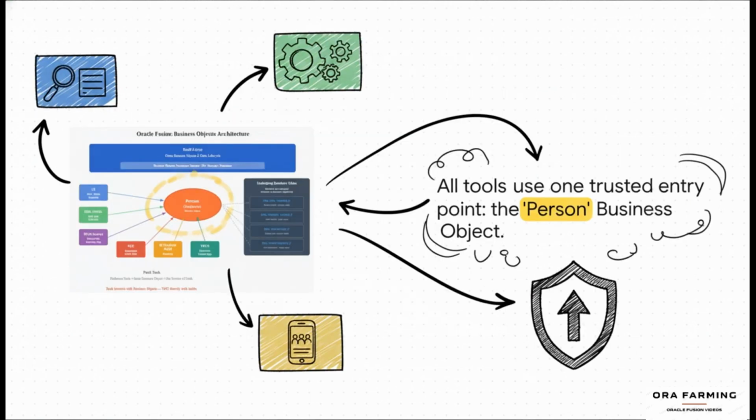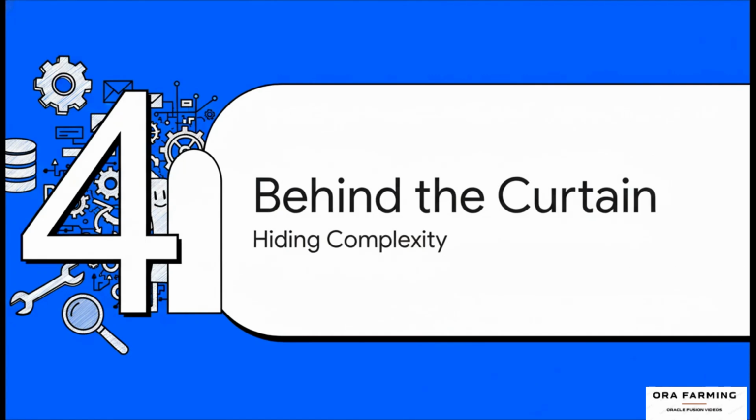And this right here, this is the whole point. It doesn't matter what tool you're using. It could be a reporting tool like BI Publisher that just needs a list of employees, an integration with another system, or even a completely custom-built app. They all have to go through that one single trusted front door. This is what creates one source of truth for anything and everything related to a person. So, from the outside, all these different tools see this one nice, clean entry point to get what they need.